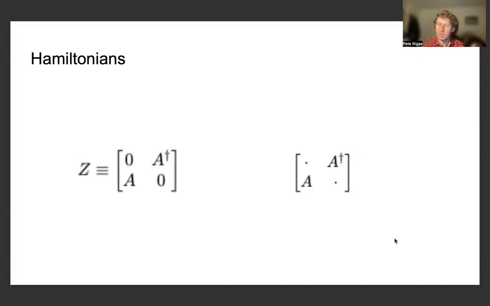So again, whether this matrix is rectangular or square doesn't matter, but we have to define one Hamiltonian, which is given by Z, which is 0 along the diagonal of the matrix, and on the anti-diagonal we have the conjugate transpose of A and A itself. The other Hamiltonian is very similar to the first Hamiltonian Z, except that the entries along the diagonal can be arbitrary instead of having to be 0.